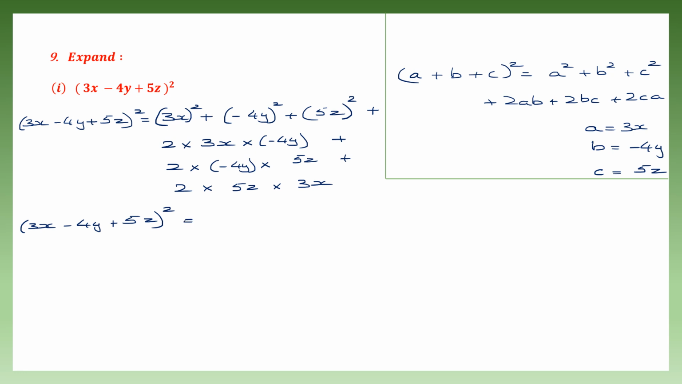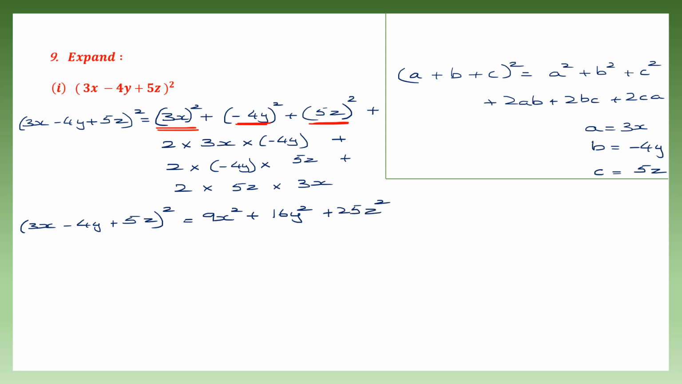So now let's begin with this first one. So this is 3x the whole square. So that is 3 into 3, that is 9. X into x is x square. Plus, let's go to the next one. Minus 4y. Minus 4 into minus 4 is plus 16. Y into y is y square. Let's take the next one. Plus 5z square. That is 5 into 5 is 25. Z into z is z square.